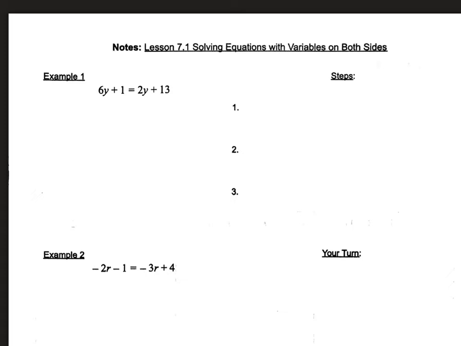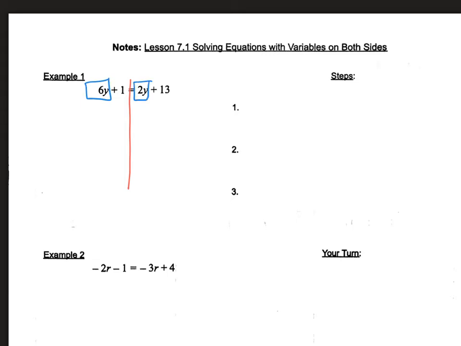Remember that our goal is to isolate that variable, that y, or to get it by itself. Now what's different in this equation compared to in the past is we have the y on both sides of our equation. So if I draw my line down the middle where the equal sign is, I have the 6y on the left side and the 2y on the right side. Okay, so I'm going to box those.